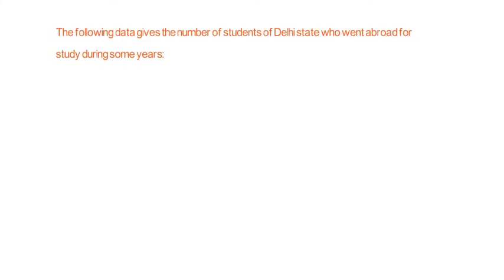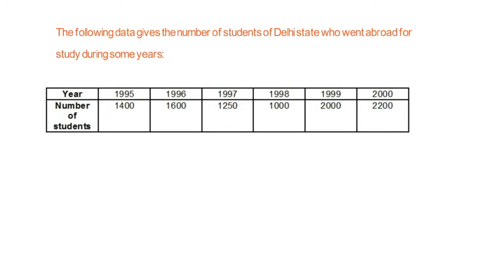The following data gives the number of students of Delhi state who went abroad for study during some years. In the tabular form, the first row gives the number of years, and the second row gives the number of students in the following year who went abroad for study.